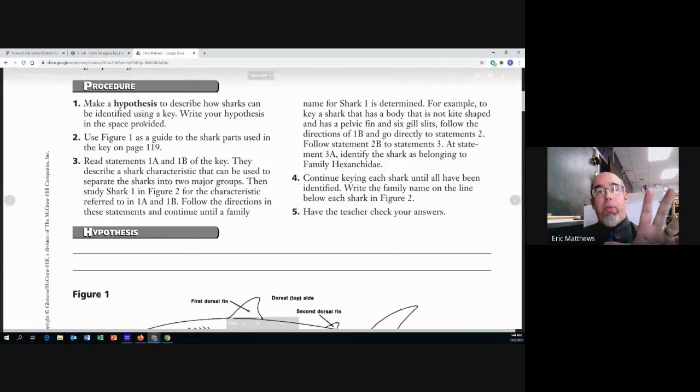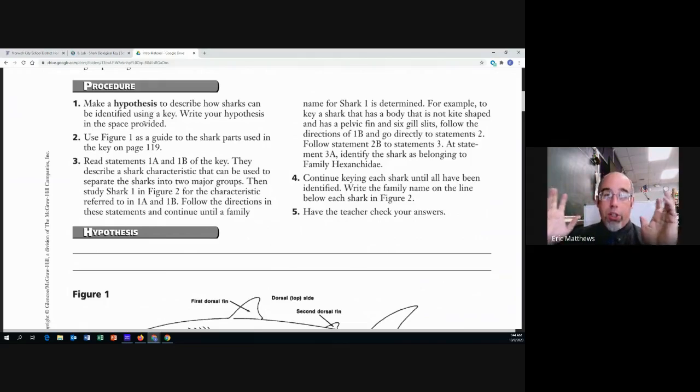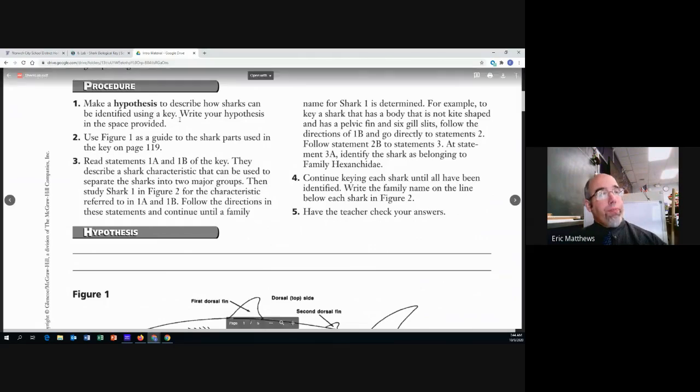I'll make this real simple for you. Either you are going to say that using a key, we can identify the sharks, or using a key, we cannot identify the sharks. Those are really the two testable options.